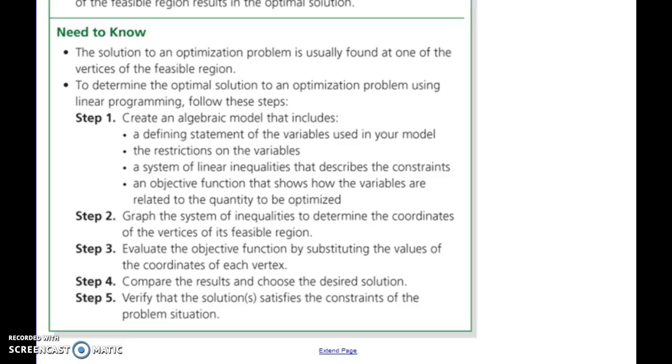Step 2, you're going to graph the inequalities like I've showed you in section 6.1 and 6.3. And you're going to find the shaded region. Step 3, you're going to evaluate the objective function by finding the points that outline the region and putting them into the equation. Okay, and then you'll figure out if you wanted to maximize, you choose the largest answer. If you wanted to minimize, you choose the smallest. And step 5 says verify, so check your restraints, make sure they work out.